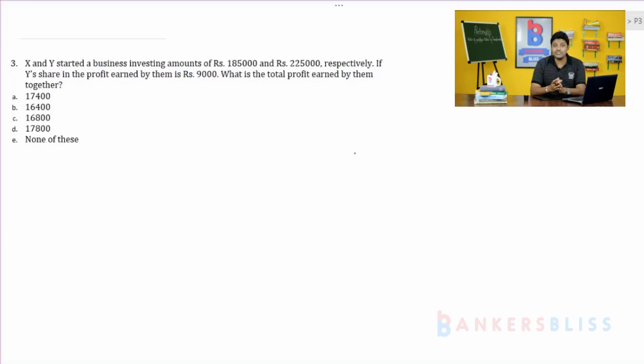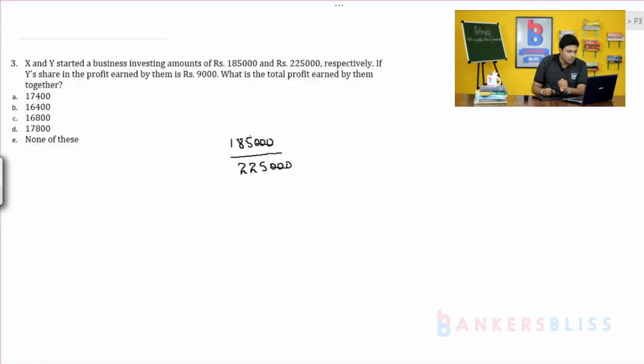But here they have given the share of Y, and you are supposed to calculate the total profit earned by them. So, very simple, don't panic, just calculate the ratio of their investments. The ratio of their investments is 1,85,000 divided by 2,25,000. So, 3 zeros will get cancelled.